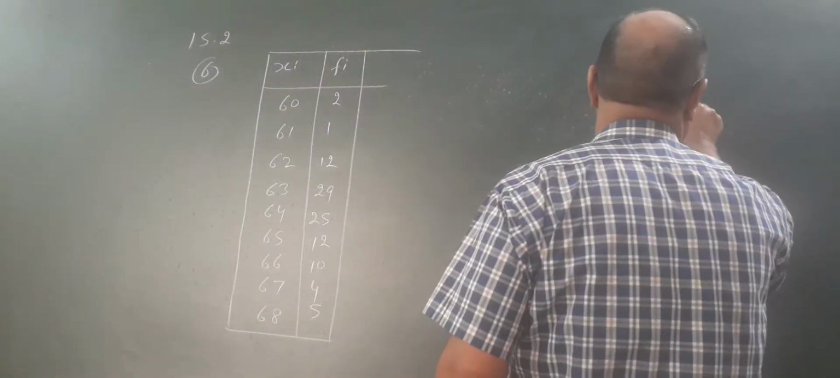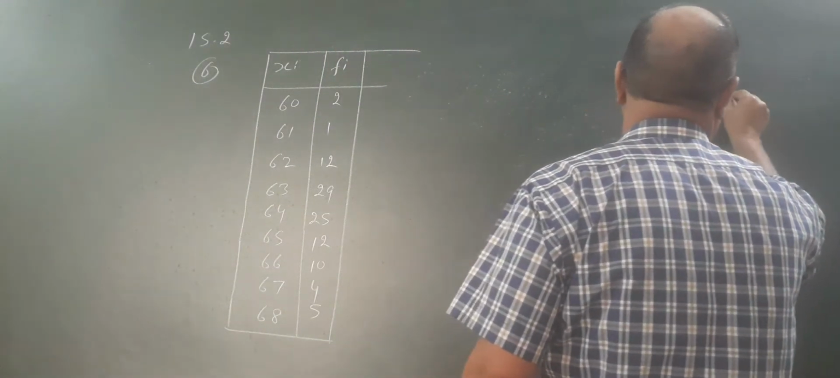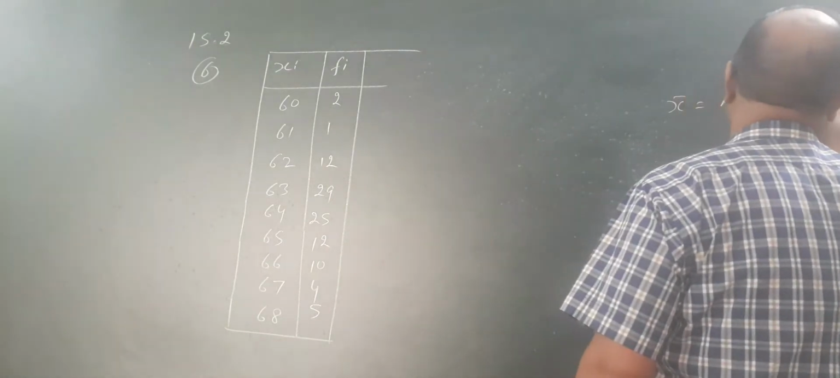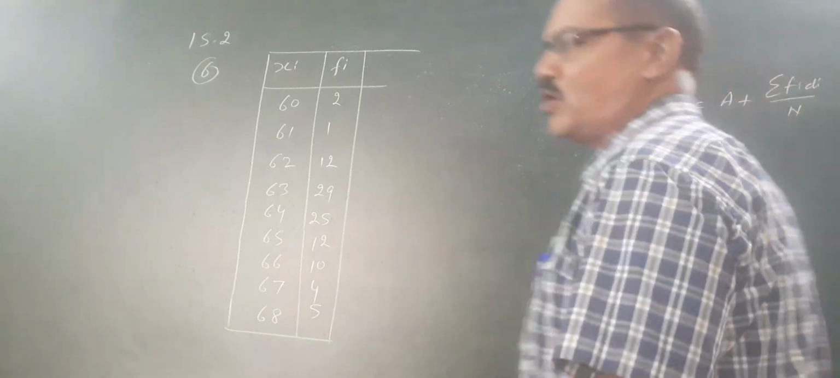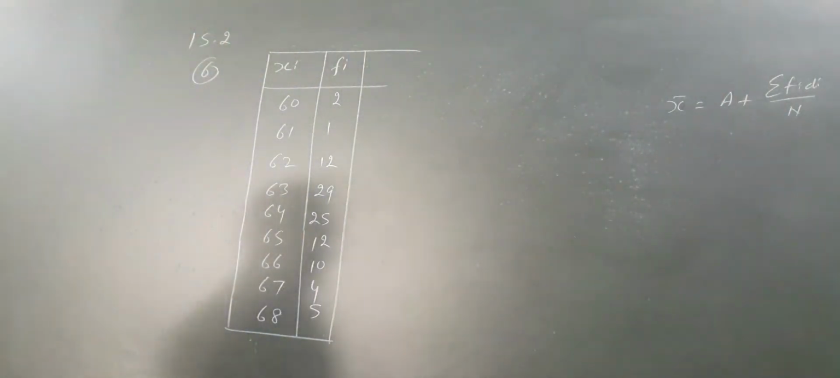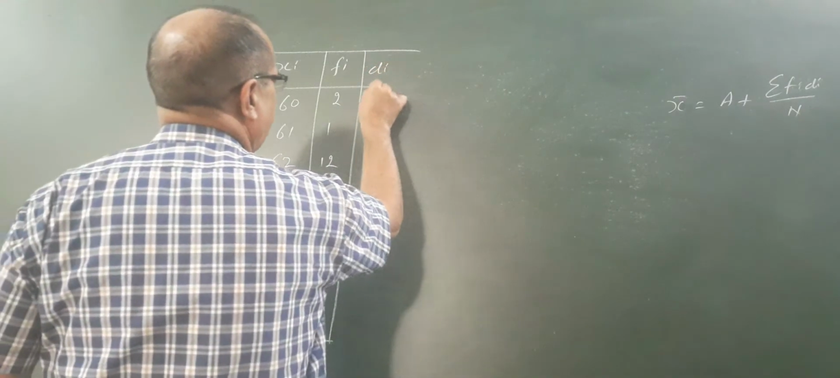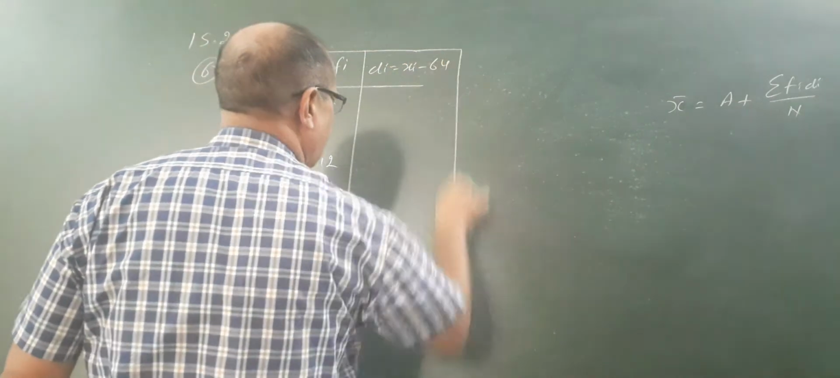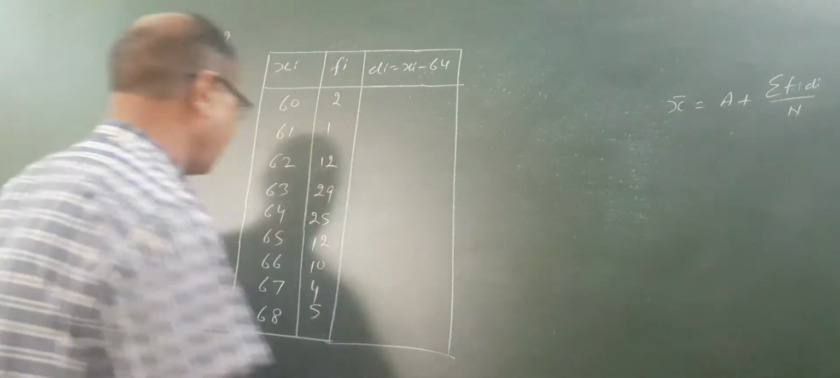X is given, F is given. Therefore, in case of fi xi, the mean will be A, that is the assumed mean, plus sigma fi di upon n, the total of frequency. So now what is this di? Because the values of x are large, we have to apply the di method, that is di is equal to xi minus the assumed value. Here I have taken the assumed mean as 64.